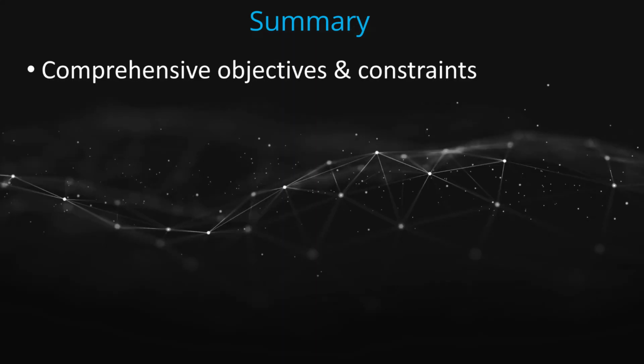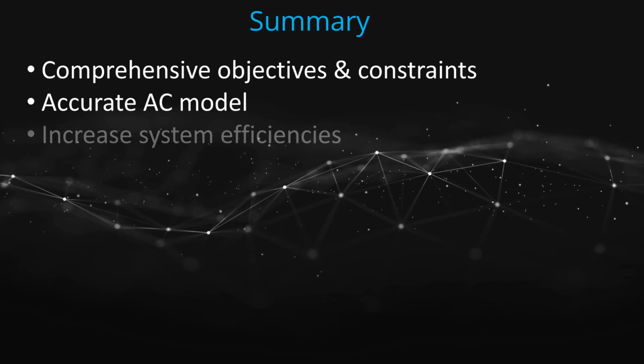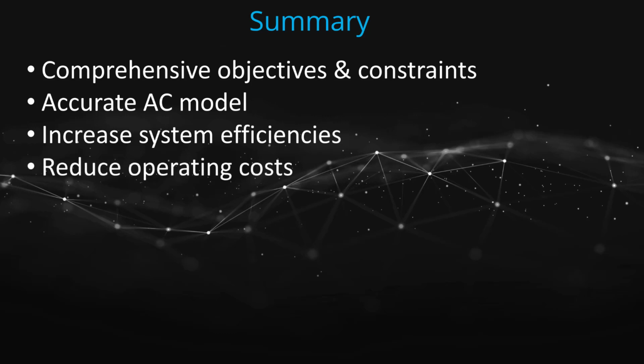ETAP OPF has comprehensive objectives and constraints. It gives you access to an accurate AC system model, which is exactly the same model that you would use for power flow, fault analysis, protection coordination, contingency analysis, voltage stability. It's the exact same model, and therefore it also allows you to increase system efficiency by applying the optimization routine on the same electrical system.